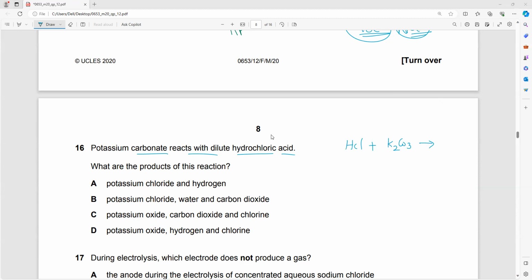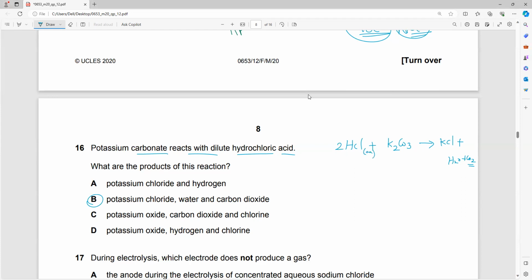Option D or B? B. That is what products will come: KCl plus H2O plus CO2. So what is the answer? Option B. Learn it. Write it.